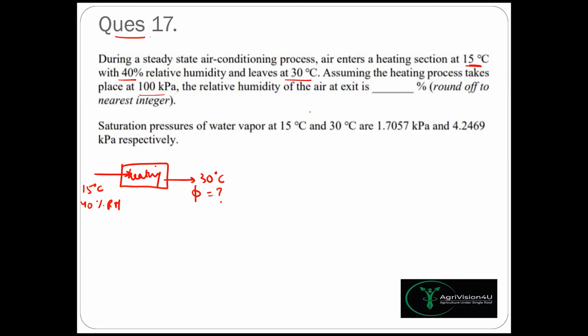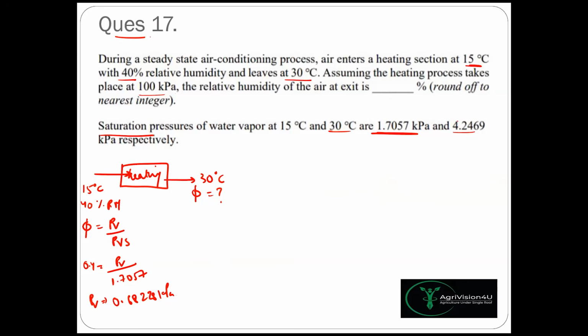Now at 15 degrees Celsius, the saturation pressure is given, that is 1.7057, right? So the relative humidity is equal to PV by PVS. So it is 0.4, and we can find the partial pressure from here. So the partial pressure at 15 degrees Celsius for the water vapor in the air that is moving in is equal to 0.4 multiplied by this, and it will come out to be 0.68228 kilopascals. Now we have to find out the partial pressure at 30 degrees Celsius, which is given.